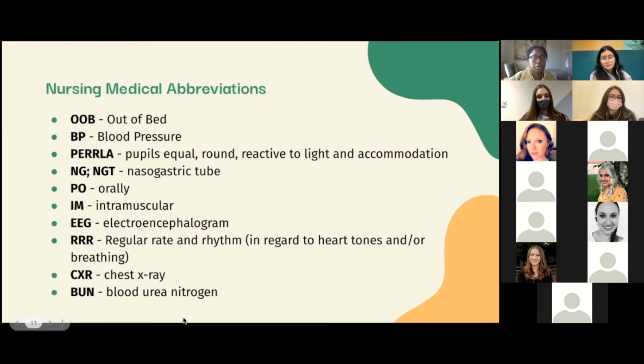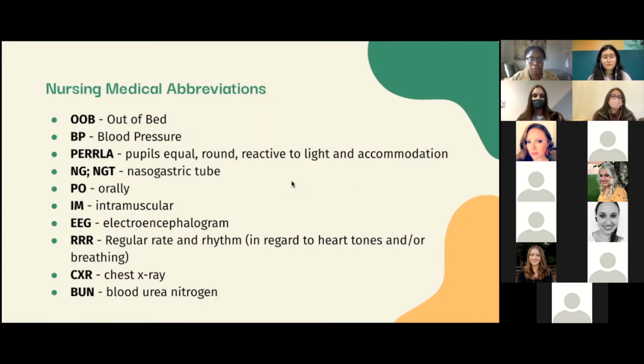All right. So out of bed is an important one. For the sake of time, I won't be explaining all of them. I'm hoping some of them will be common sense. But out of bed is a commonly used medical abbreviation. So is blood pressure, and PERLA, which means pupils are equal, round, reactive to light and accommodation, which is a good sign.